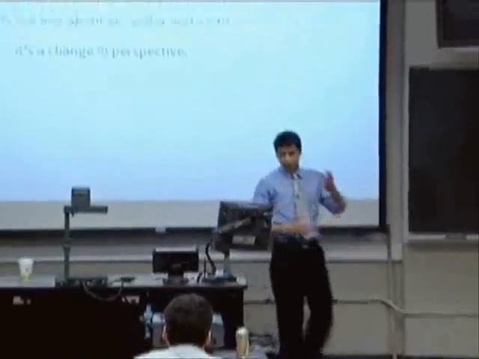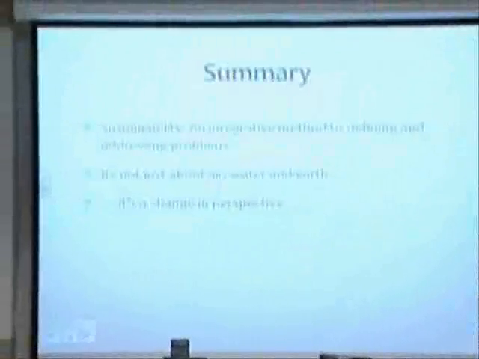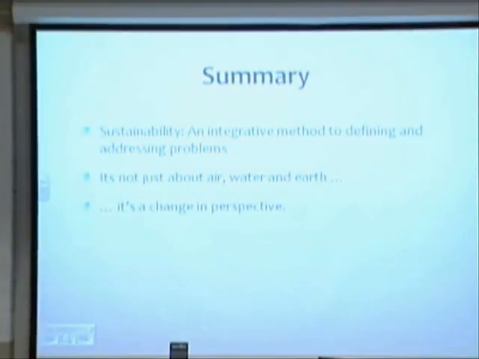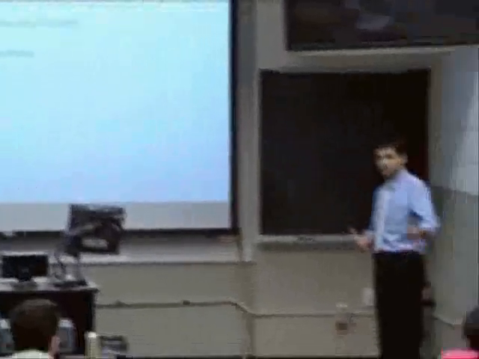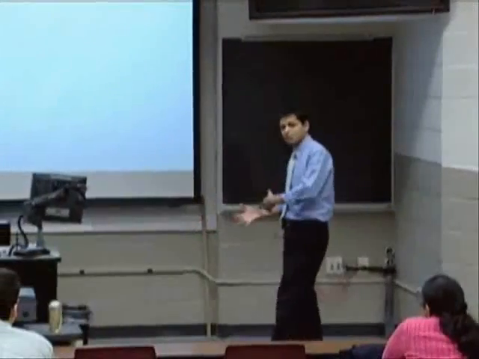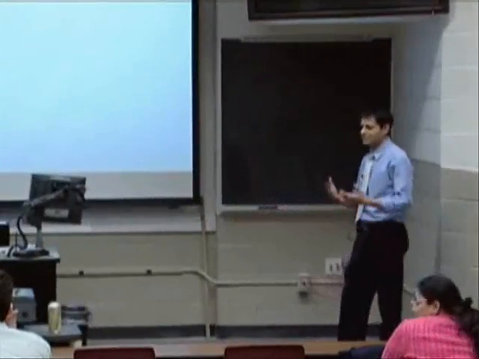So, in summary, I do want to keep some time for a conversation. In summary, what I've presented here is that sustainability is an integrative method of defining and addressing problems. And no, it's not just about the environment, because if you make sustainability just about the environment, we're making the same mistakes that have led us to the mess we're in today. So it has to be about everything, and it's easier said than done.